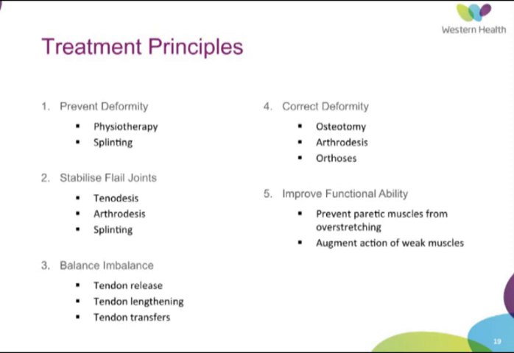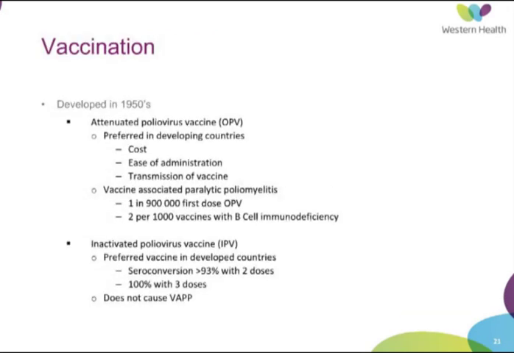So this was developed in the 1950s, and the first was the oral poliovirus vaccine. This is an attenuated poliovirus. It's the preferred method in developing countries, and this is related to the cost. I think it's 11 cents a dose, 11 US cents per dose. Then there's the ease of administration, so most of these patients in the developing countries are being treated by volunteers, not necessarily medical staff. So obviously the oral is preferred over intramuscular injection.